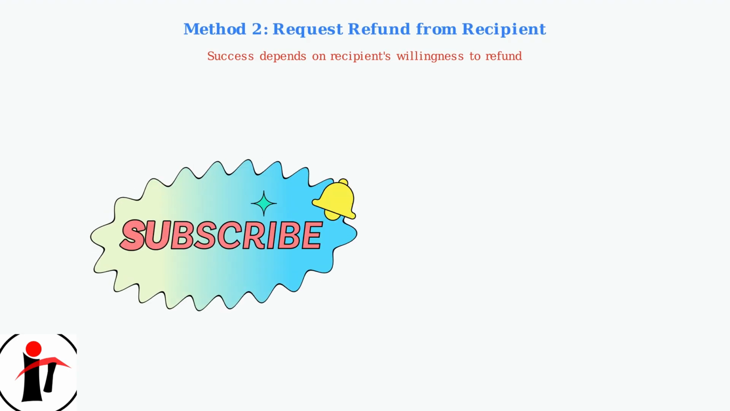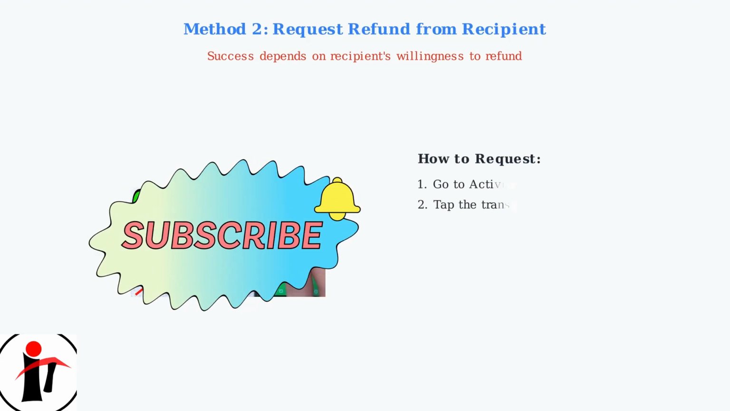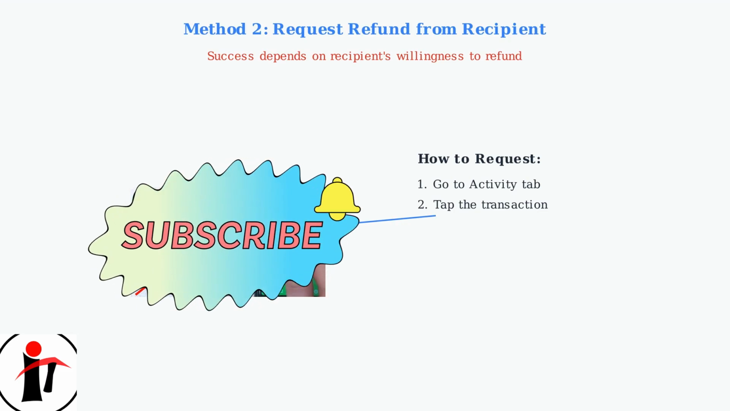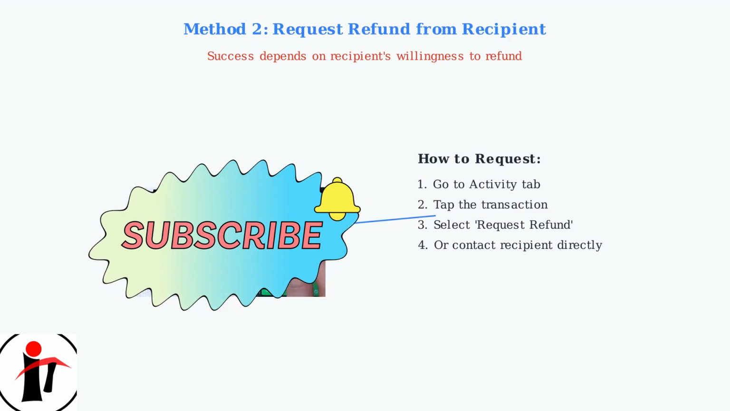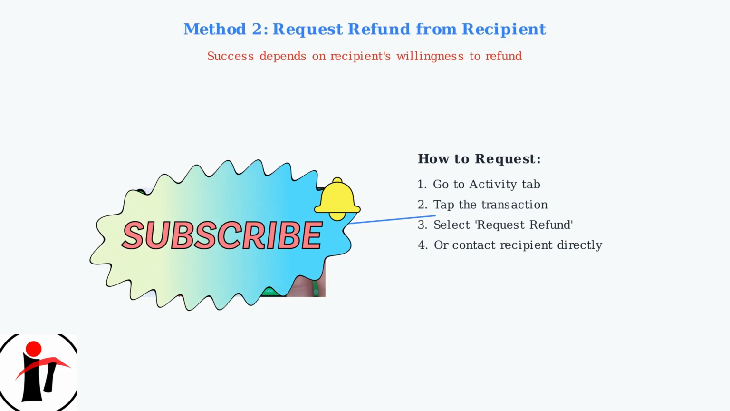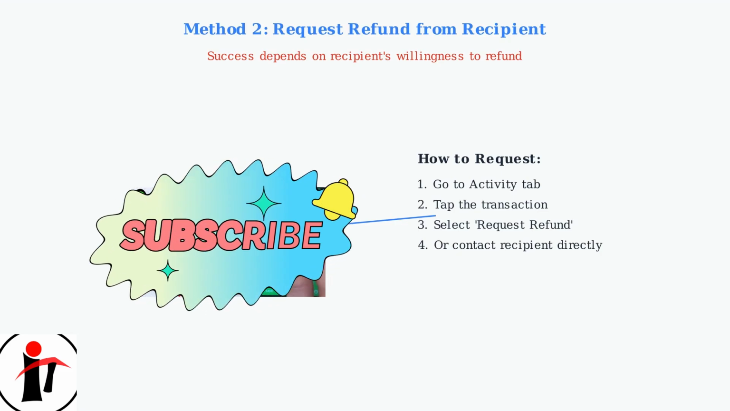The second method is requesting a refund from the recipient. Whether they agree to refund you is entirely up to them. To request a refund, navigate to the transaction in your Activity tab, tap the transaction, and select Request Refund if available. You can also contact the recipient directly through other means to request your money back. Remember, they have no obligation to return your payment.